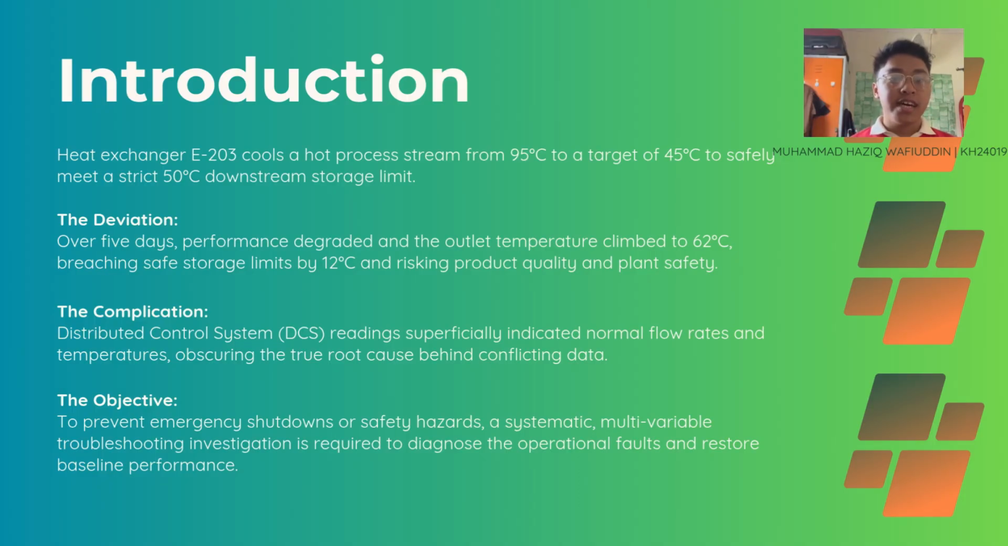The heat exchanger E203 is designed to cool a hot process stream from 95 degrees Celsius to 45 degrees Celsius before the product enters the storage. However, over a period of 5 days, the outlet temperature gradually increased to 62 degrees Celsius. This exceeded the storage safety limit by 12 degrees Celsius and threatened the product quality and operational safety.